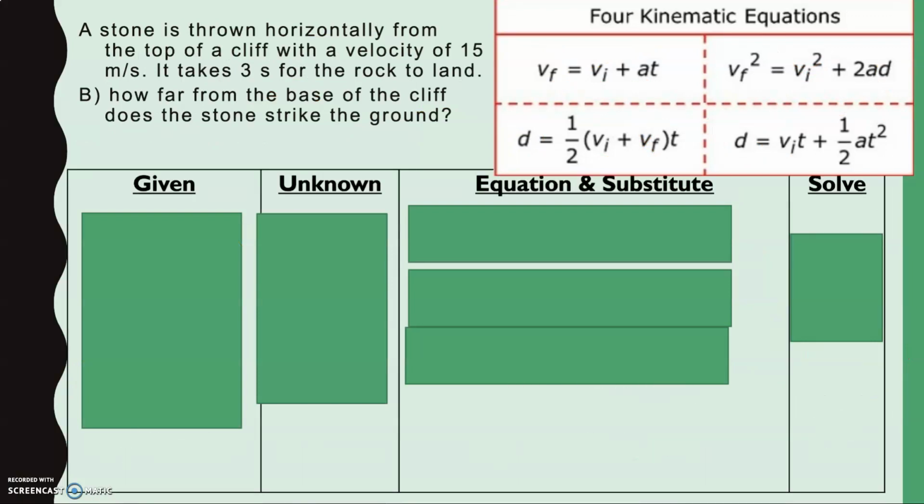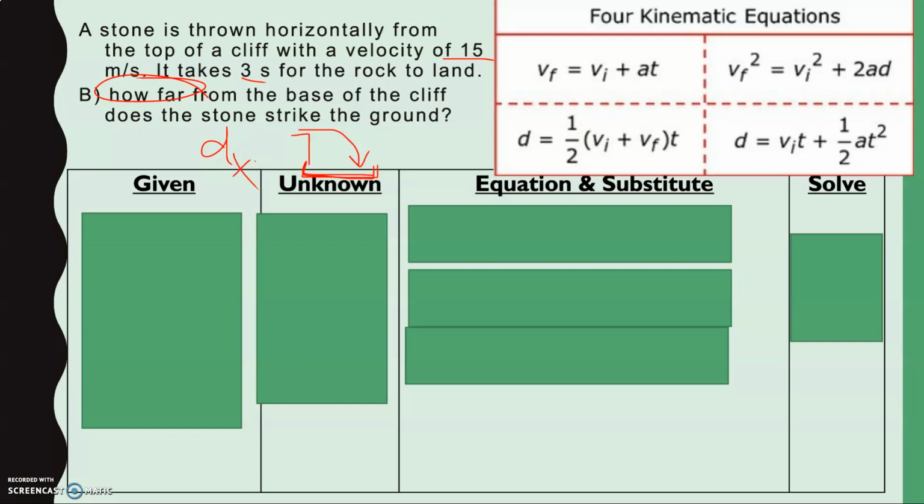All right, next one. So continuing with this stone. Same scenario. Its horizontal velocity is 15. The time is 3 seconds. And for this part, part B, we're looking for how far from the base. So another distance. If the base is here and the stone was launched this direction, we're looking for how far outward did it actually go. So we're looking for the distance in the x direction.